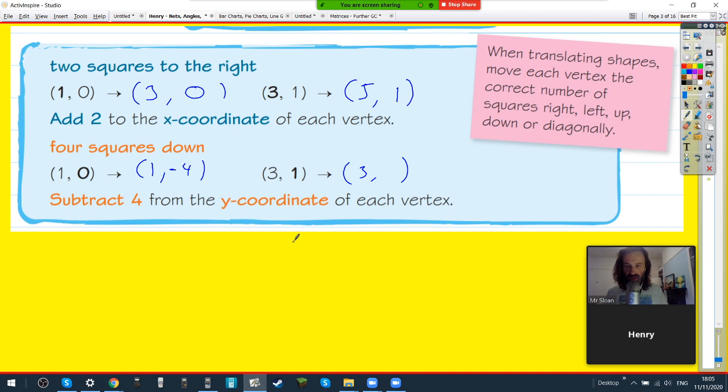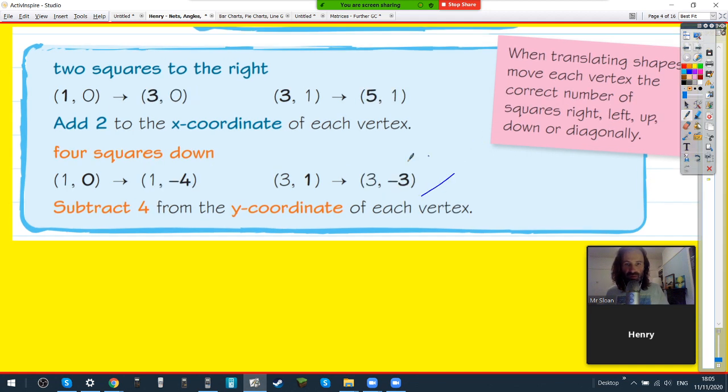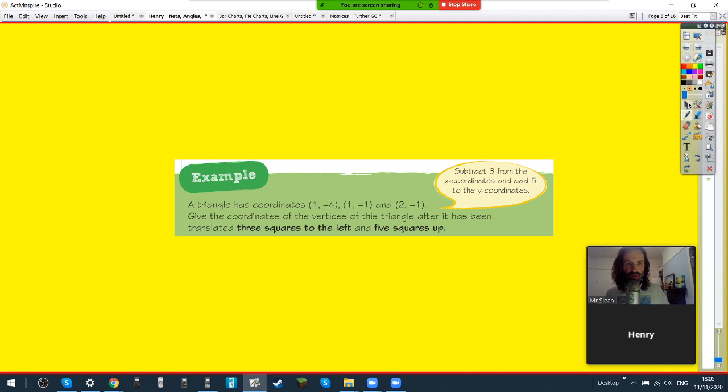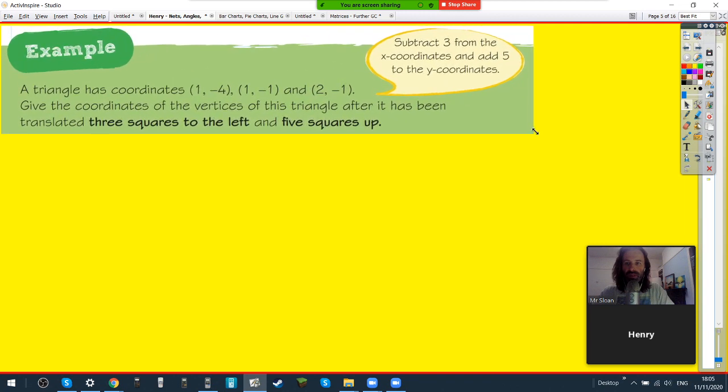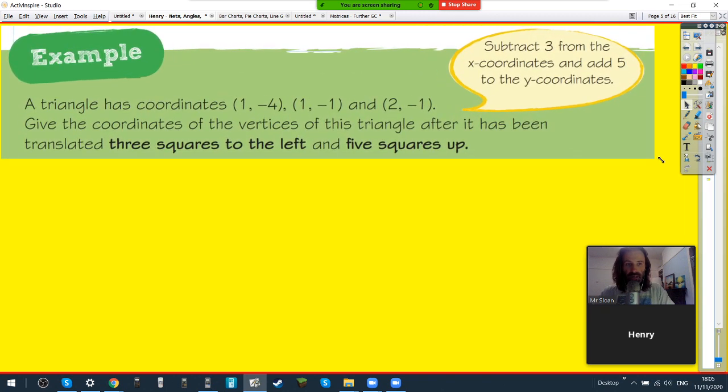Hold on. 1, minus 4. Minus 3. Well done. Minus 1 minus 4 is minus 5. This is positive 1. Okay, so if it goes to the left, it would be negative for the first one. If it goes down, it would be negative for the second one. Okay, let's try this.